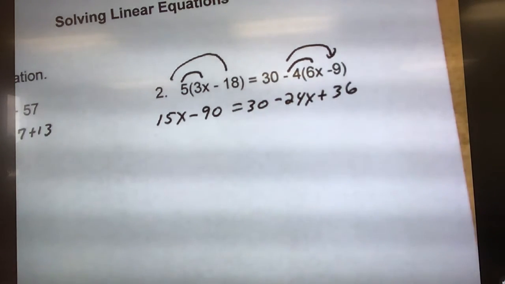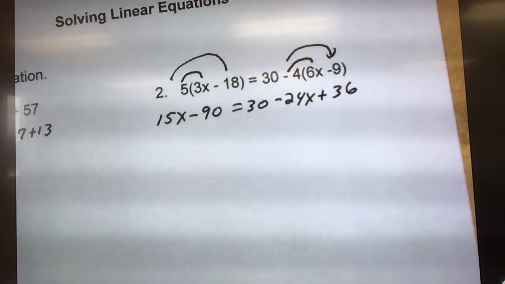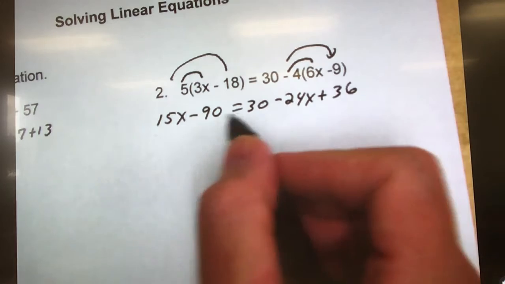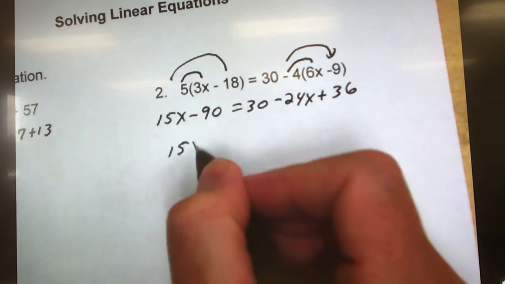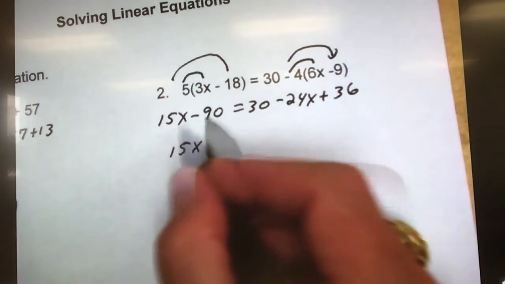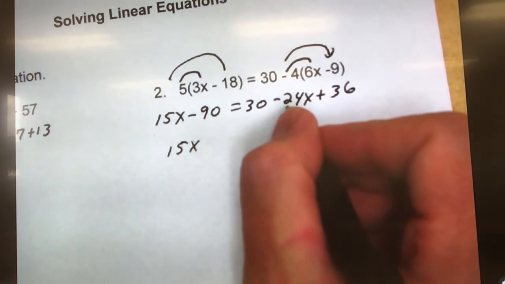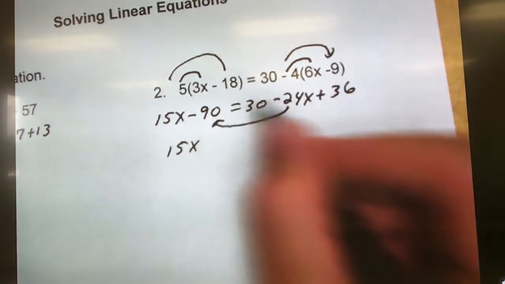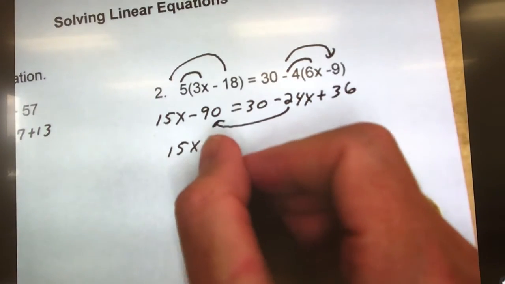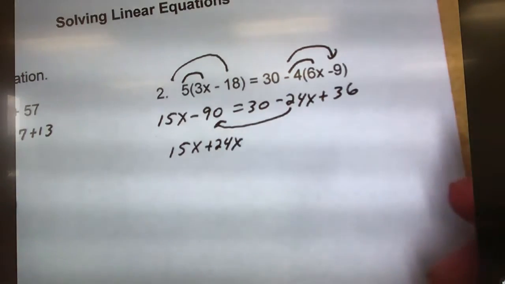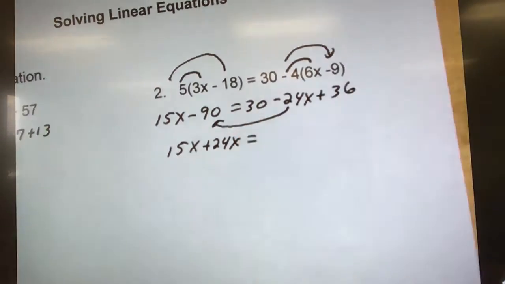Now we're ready to get all of our x's on the left side, our variables on the left side. So I look, here's my bridge. On the left side I have a 15x. There's no more x's, so I look over here, I see there's an x here, and I need to bring it across the bridge, and it changes to a positive 24x. I look for any other x's. There are none, so I close the bridge.